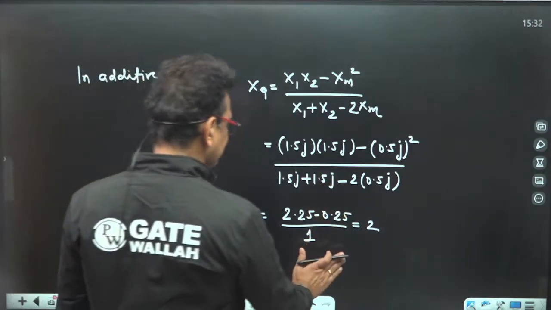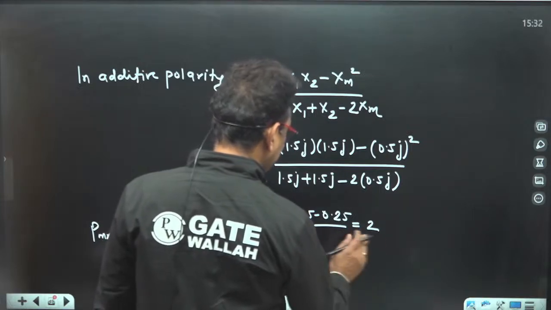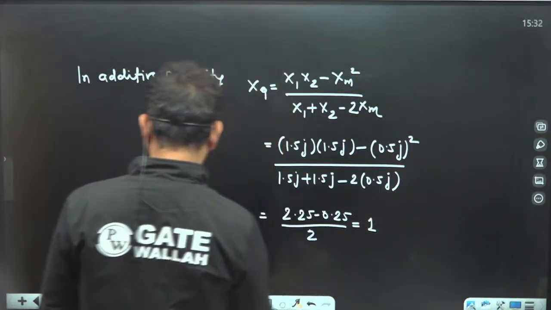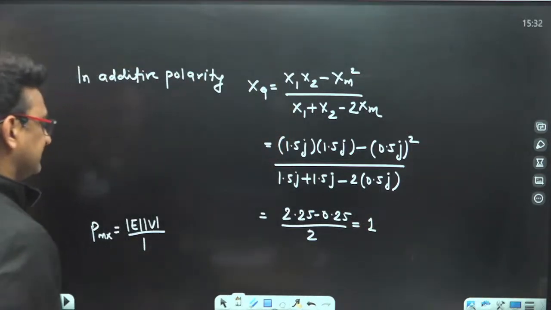Oh, 3 plus 1, 2, sorry. 3 plus 1, 2, 2 and 2, 1. So it will be the EV upon 1. Sorry.